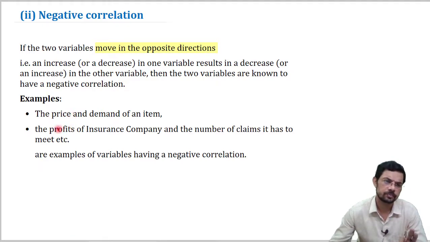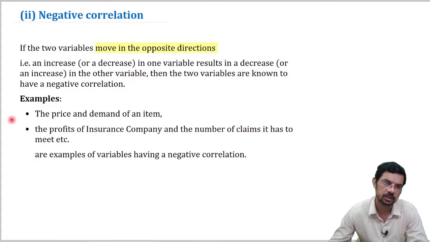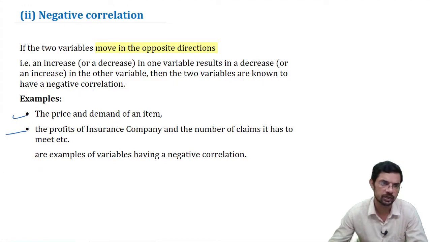Now, the profits of an insurance company and the number of claims it has to meet. For example, if there are more claims, then obviously the profits will be less. We have heard that the more the number of claims, the less the profit for the insurance company, because if there is a claim, they have to pay the complete amount. Otherwise they don't have to pay the complete amount. So, these are some examples of negative correlation. You may find more examples.